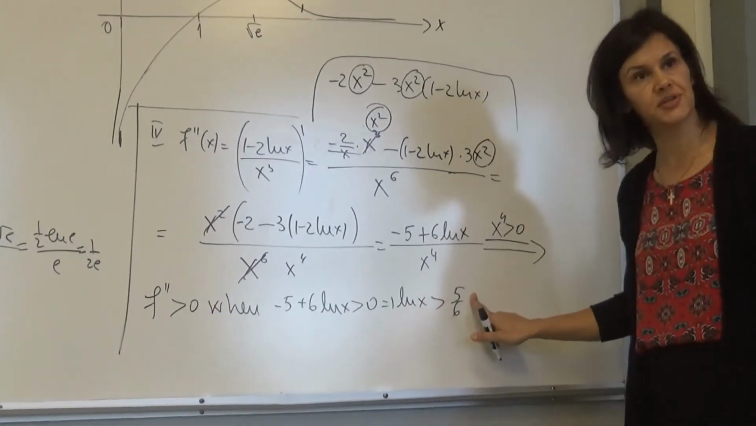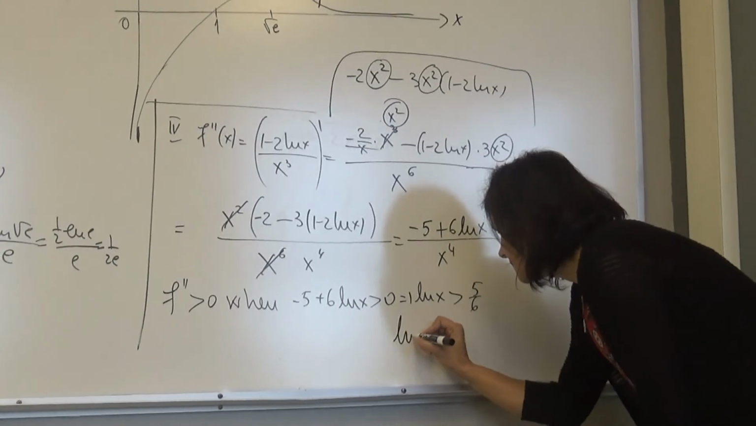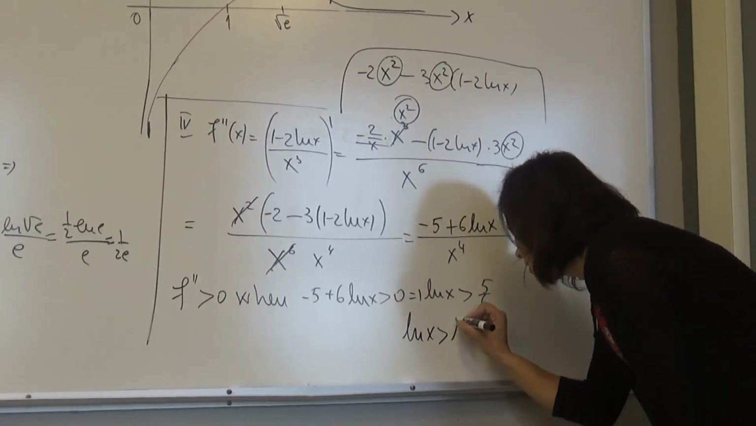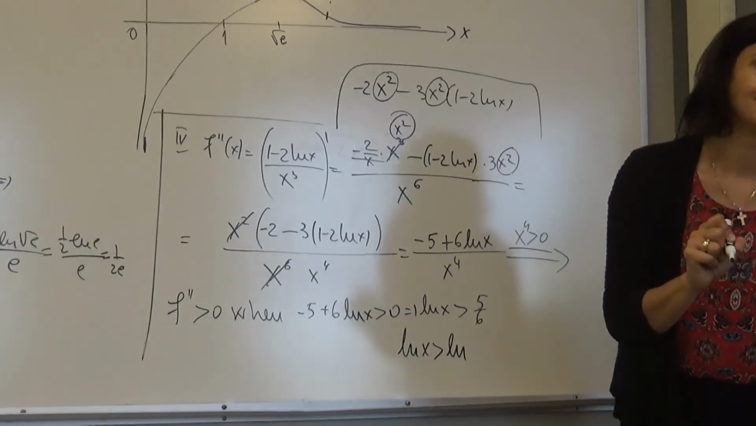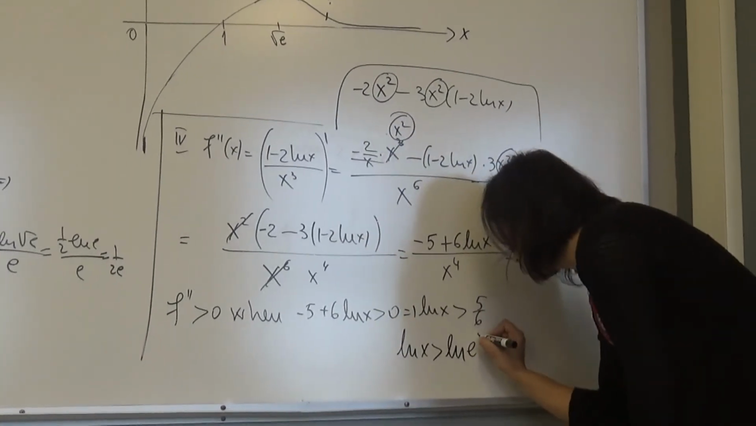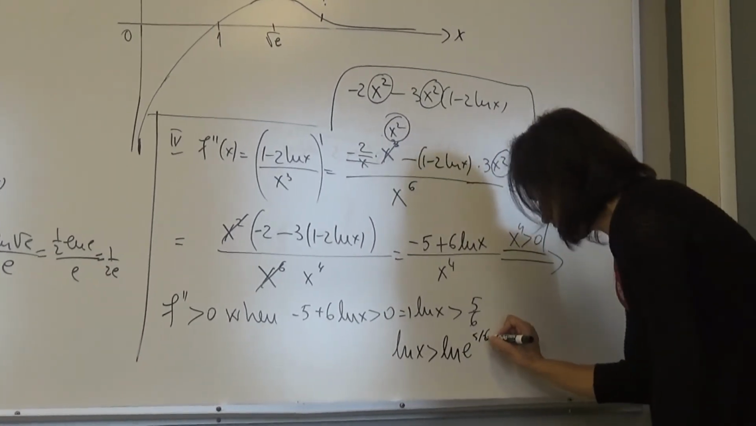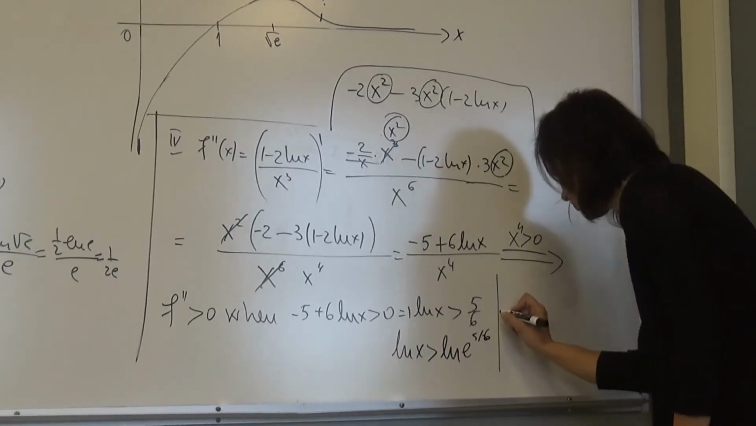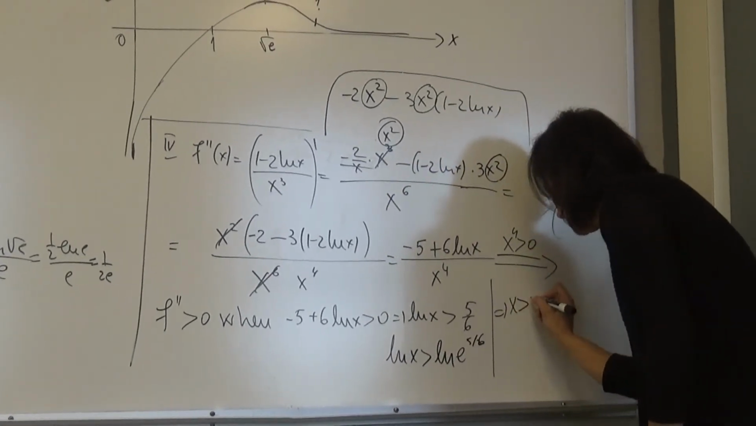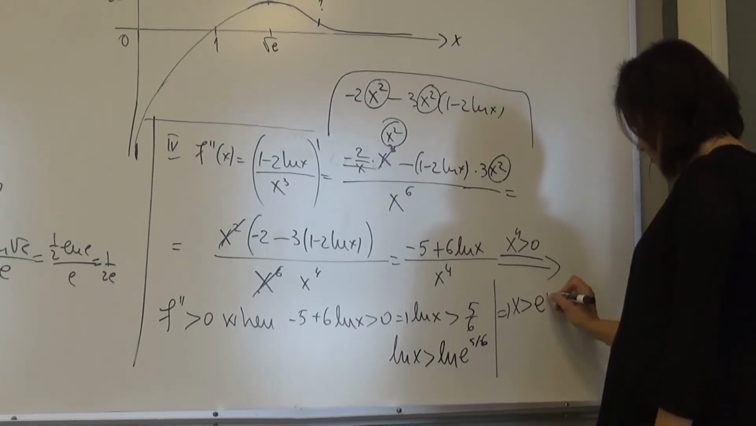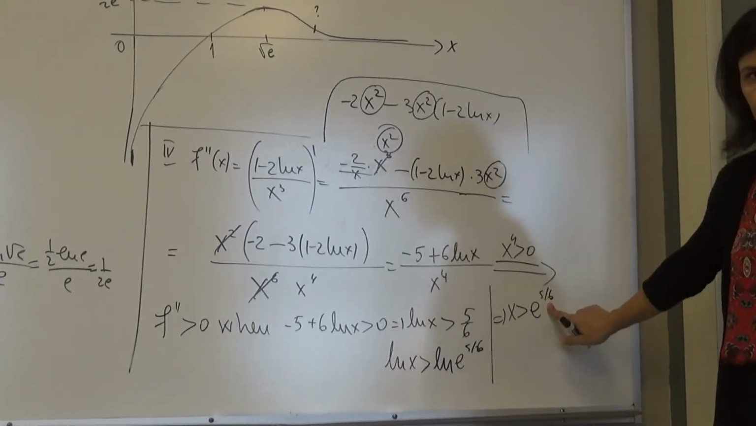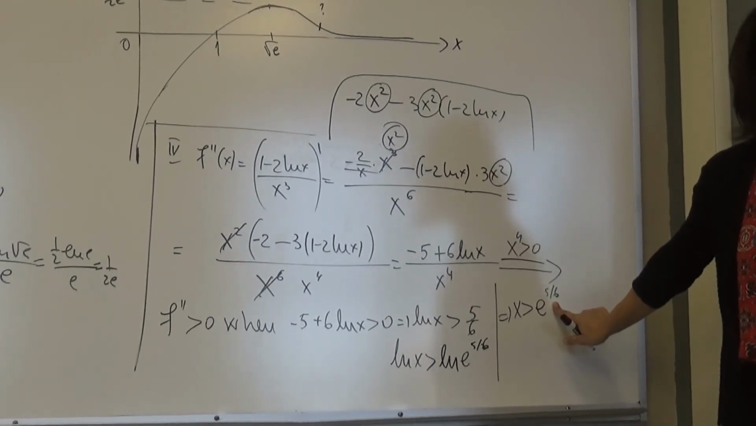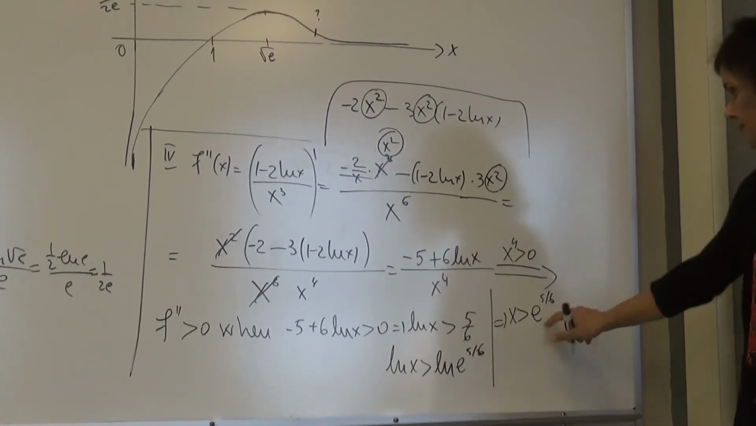How do I write 5 over 6 as a ln? Ln of what? E to the power 5 over 6. So x will be more than e to 5 over 6. You know, when you have an exponent with a fraction, that will be a radical, yeah? The 6th root of e to 5.